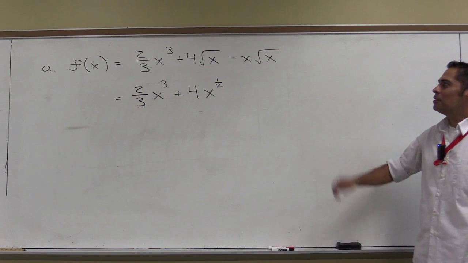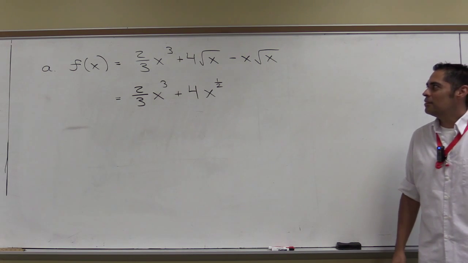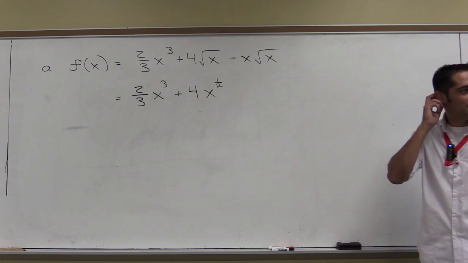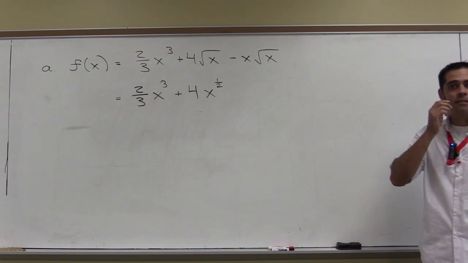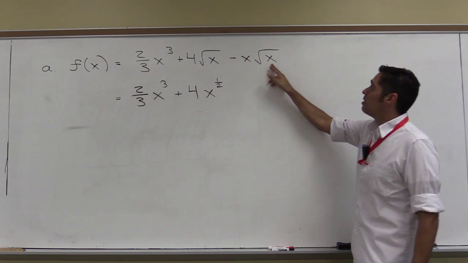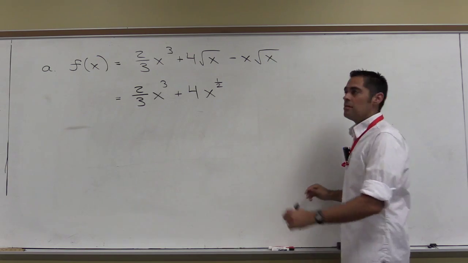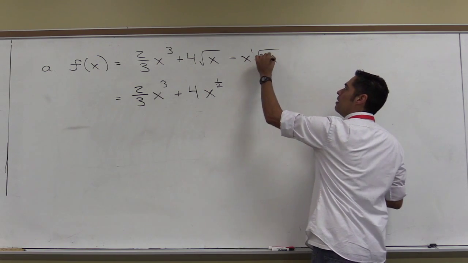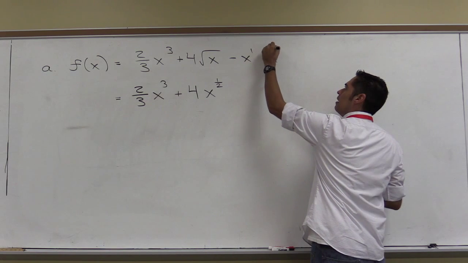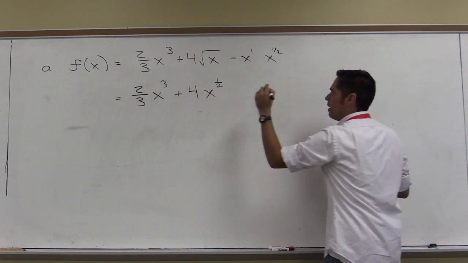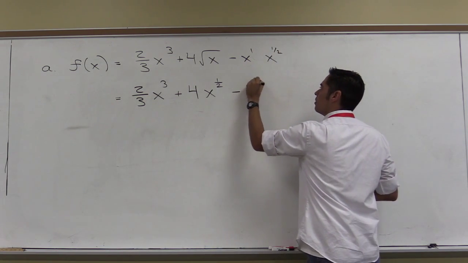Then who's going to do it for us here? What's the power of x there? x to the 3/2. So yeah, this is x to the first power. This is really x to the half power. You add the powers, it's 3/2. x to 3/2.